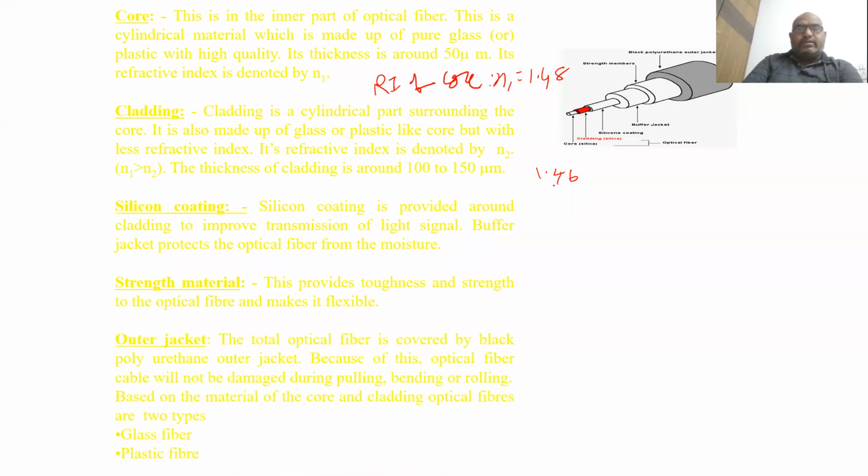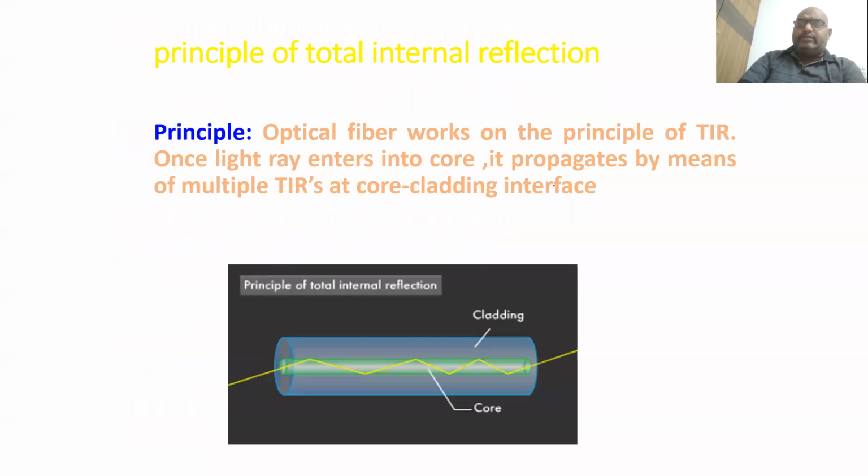Another one is the outer jacket. The total optical fiber is covered by black poly. Poly materials are used for the outer jacket. The optical fiber core and cladding materials are fabricated from glass or plastic fibers. There are two different types of fibers. That is, all glass fibers: glass core with glass cladding. All plastic fibers: plastic core with plastic cladding. Another one is glass core with plastic cladding, polymer clad silica fibers. These different types of fibers are manufactured by the manufacturing industries.